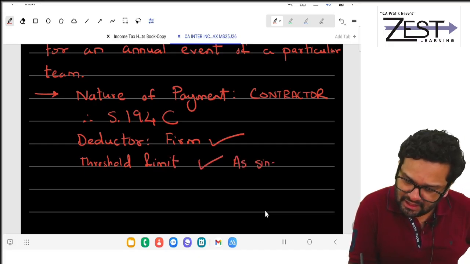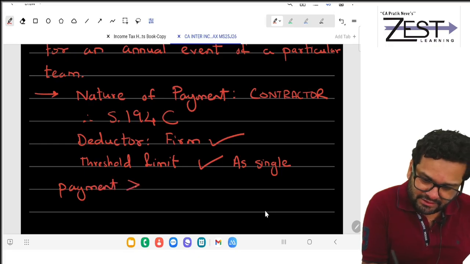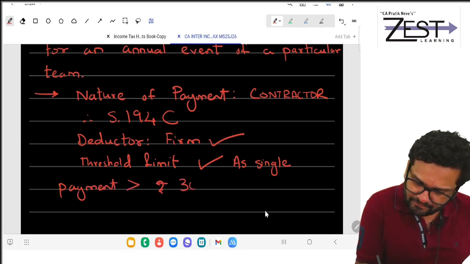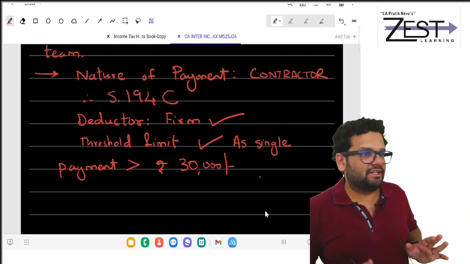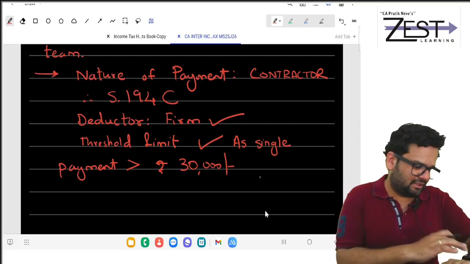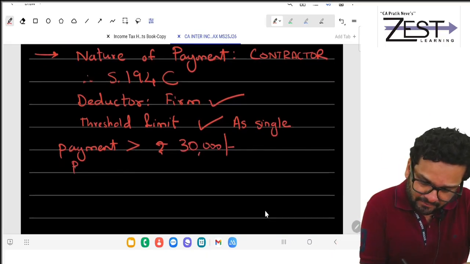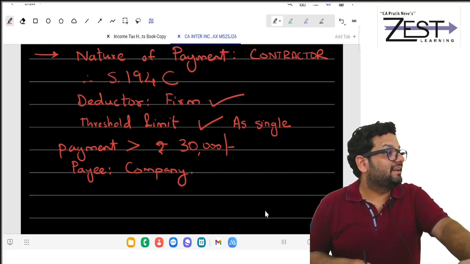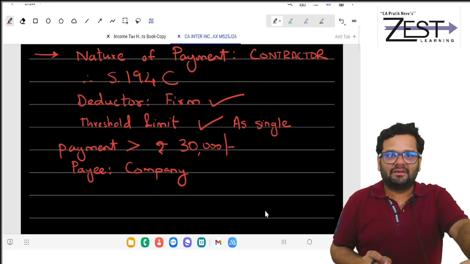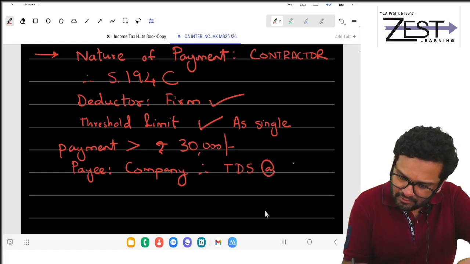As a single payment exceeds rupees 30,000. Agree till this point? Now, who is the payee? Payee is a company. Payee means that catering agency, and that catering agency is a company. So payee is a company, therefore TDS at 2%.